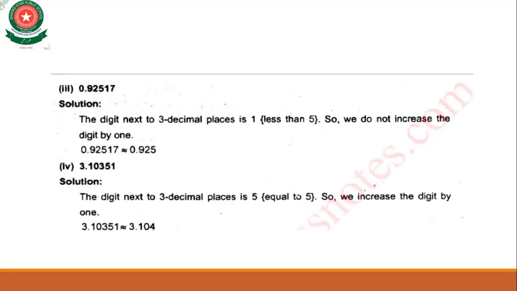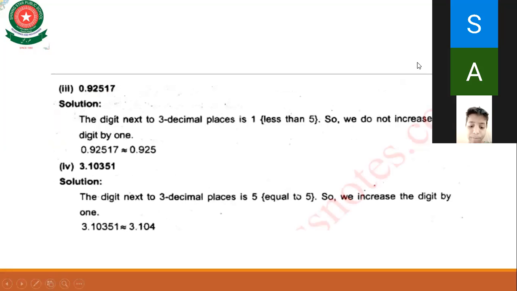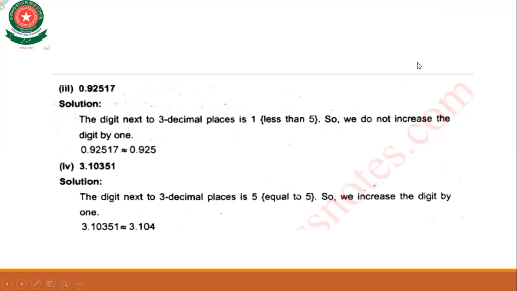Now the part number 3, 0.92517. Here you can see that after 3 decimal places, there is 1 which is less than 5. So we do not increase the digit by 1. Then our answer will be 0.92517, which is approximately equal to 0.925. We did not increase the digit by 1 because 1 is less than 5.